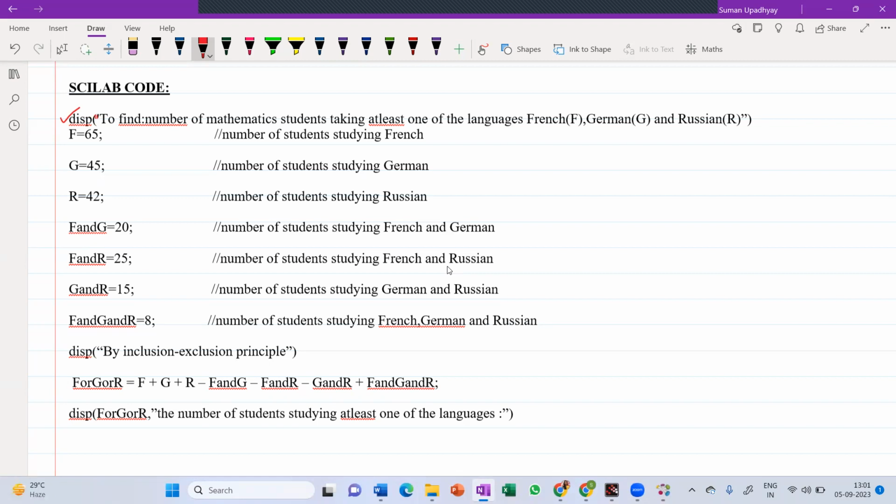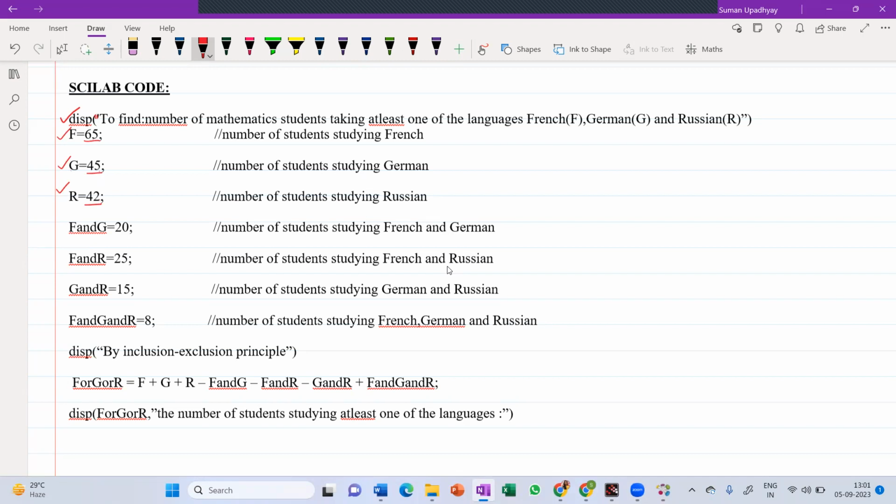As I said, I have taken F for French, G for German, R for Russian, and this is data which was there already in the table. We have not taken it of our own choice. These were the data given in the table, so only that you have to put over here. So 65 students have taken French, 45 students have taken German, 42 students have taken Russian.